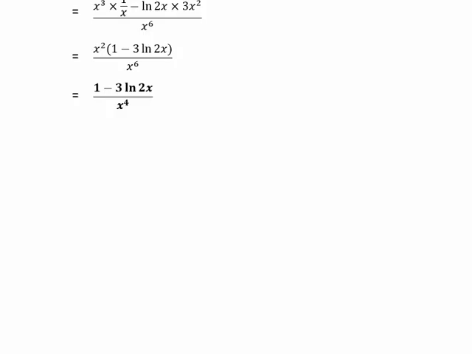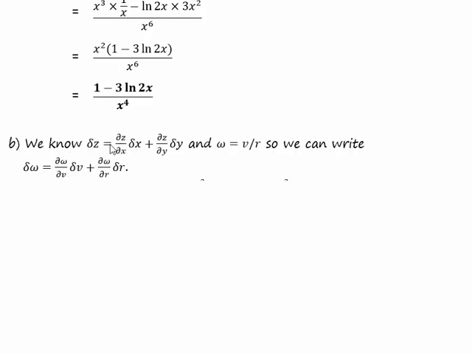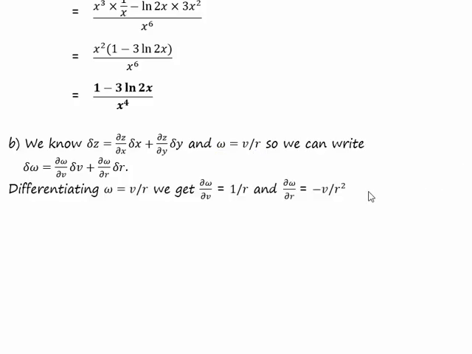Part B. On your crib sheet at the end of the exam paper, you're given the expression delta z equals dz by dx delta x plus dz by dy delta y, and we've got omega is equal to v over r, so we replace all the z's with omega, and all the x's are replaced with v's and all the y's are replaced with r's, which means that delta omega equals d omega dv times delta v plus d omega dr delta r.